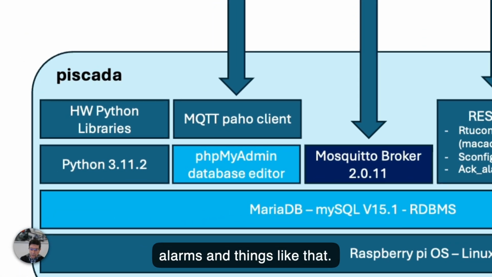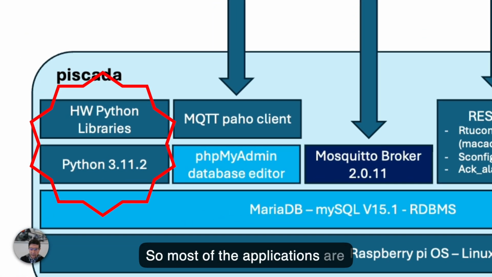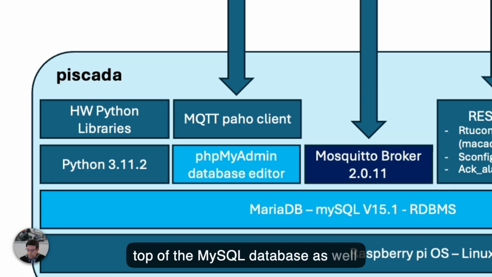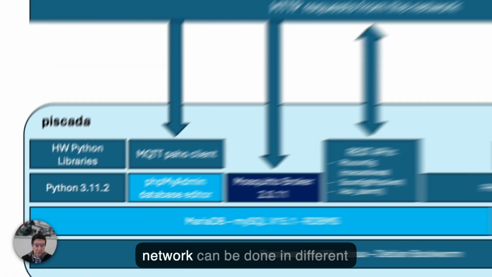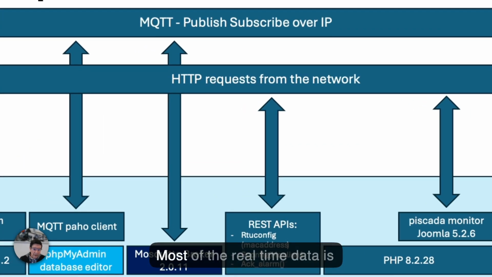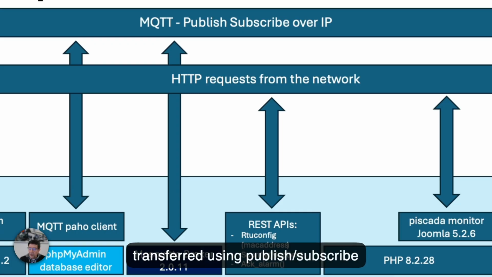Okay. So most of the applications are written in Python, and so it runs on top of the MySQL database as well. And the communication across the network can be done in different forms. Most of the real-time data is transferred using a publish-subscribe solution over IP with a protocol called MQTT.